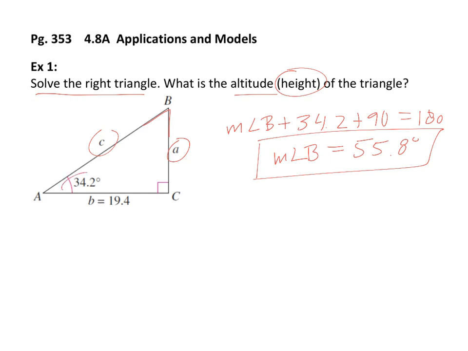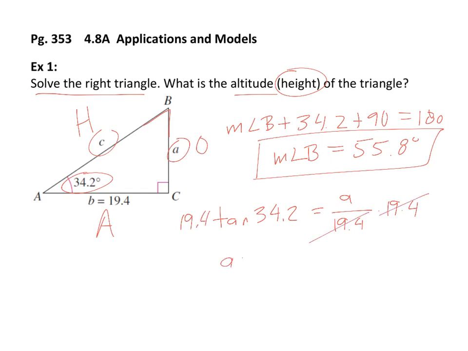Now we'll use this angle and apply trig functions to it. This would be the opposite side, this is the adjacent, and that's the hypotenuse. I'm going to find the opposite side, so I'm going to write tangent of 34.2 degrees is equal to A over, which is your opposite, adjacent, which is 19.4. Let's isolate A.